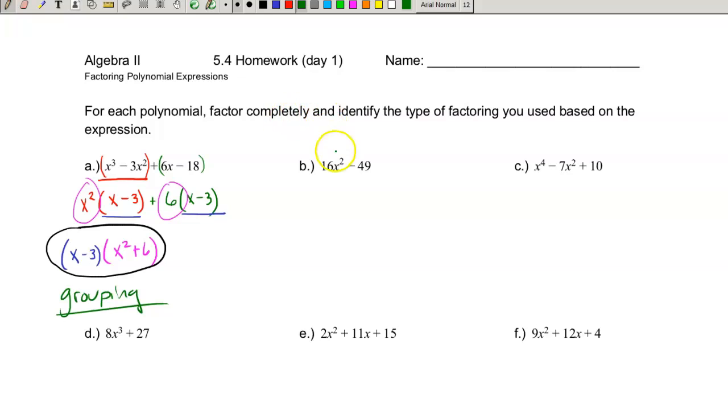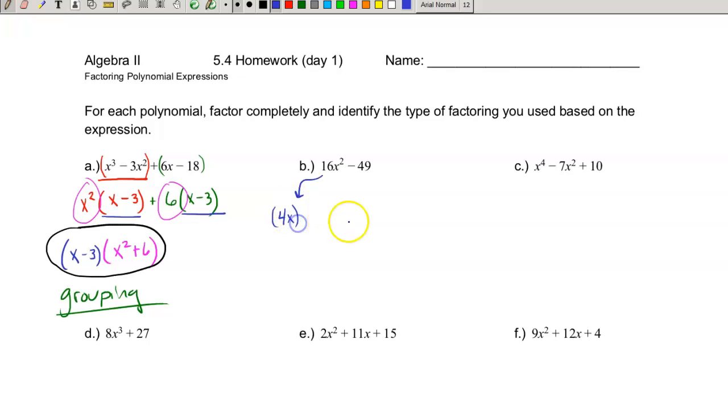For B, we have 16x squared minus 49. So we're not going to use factor by grouping here because we only have 2 terms. There's 2 ways to do this one. If you notice the pattern on this one, this is going to be the difference of 2 squares. So if you have 2 terms here, and we're subtracting, and each group here is a perfect square, then you can utilize that shortcut.